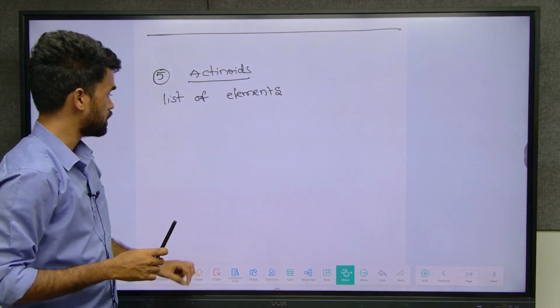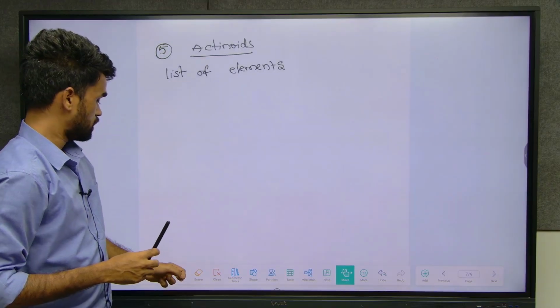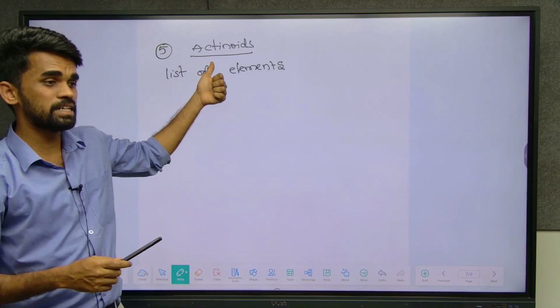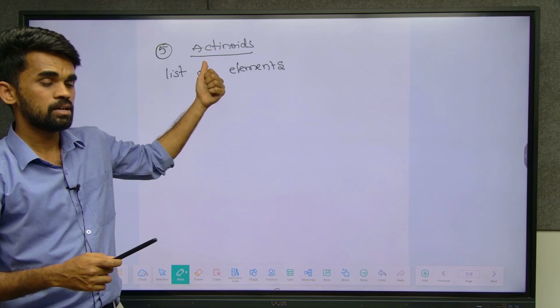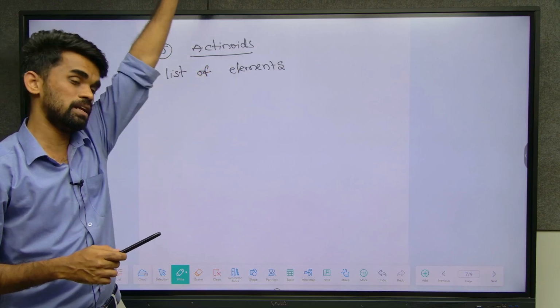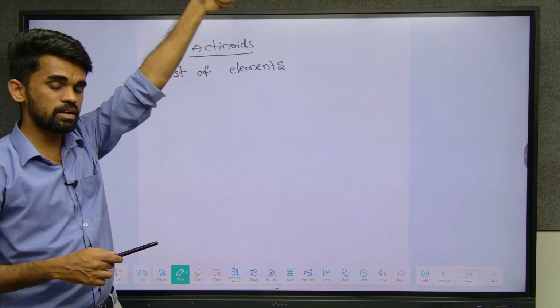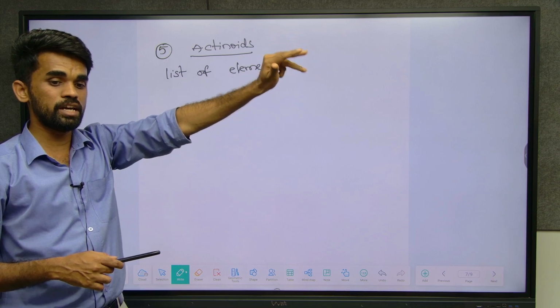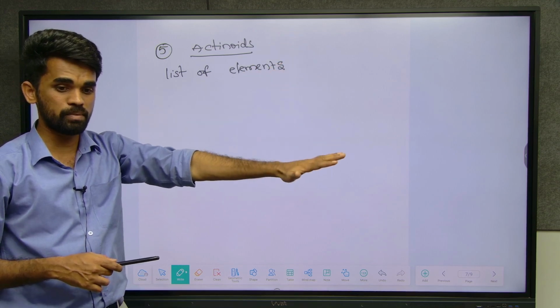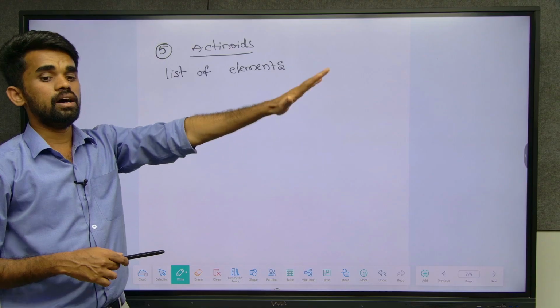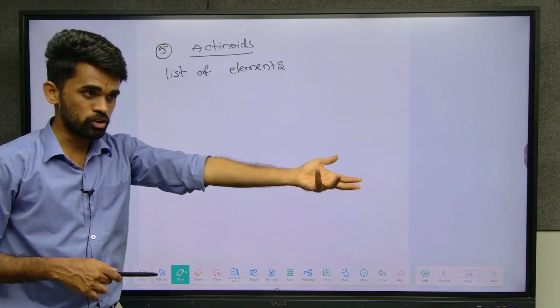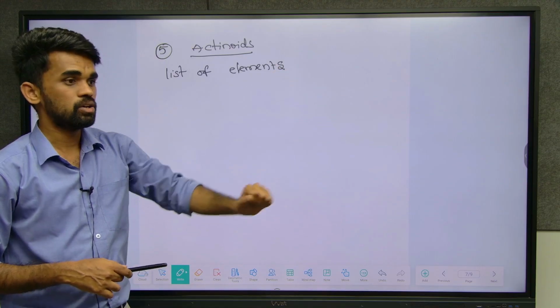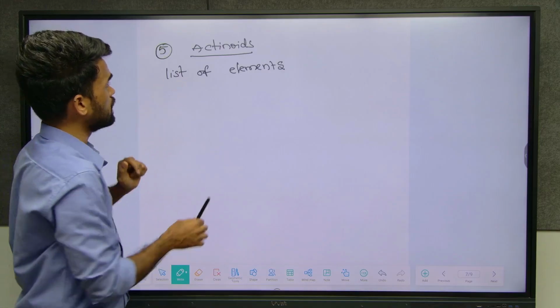First, tell me the list of elements. What are the points I told you about actinides in the first discussion? Third group, 7th period, all are radioactive, and up to uranium they are naturally occurring, the remaining are man-made or synthetic. Next, after uranium you can say transuranides. Okay, next, the list of elements.